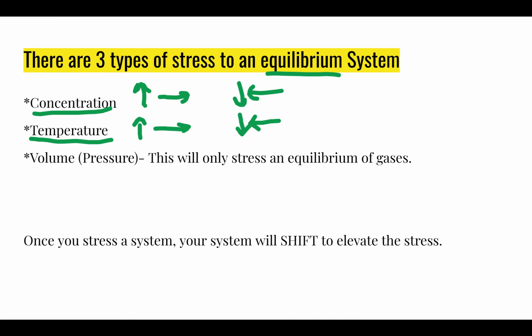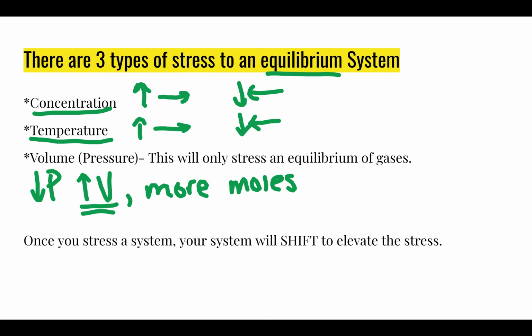And the last stress that we have only applies to gases or systems that are all gases, and that's a pressure and a volume stress. And that is if you increase the volume, you're going to move to the side with more moles. So this depends on there being a difference between the moles within the system. And just remember that if you're increasing the volume, it means you're decreasing the pressure.